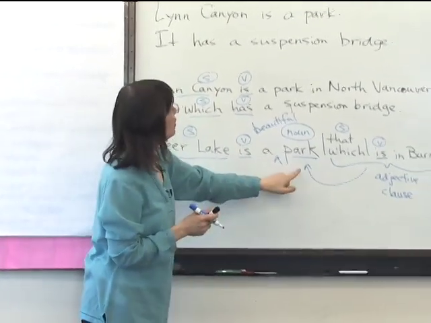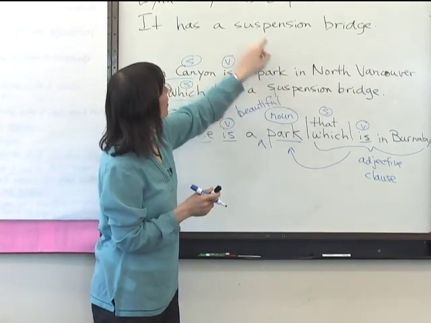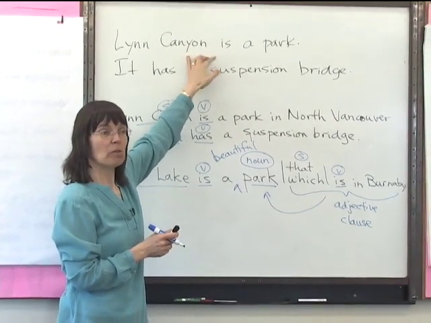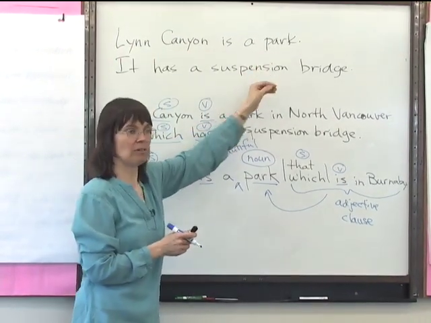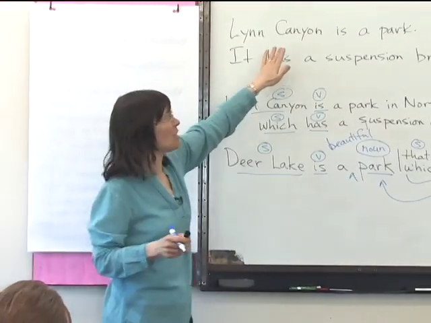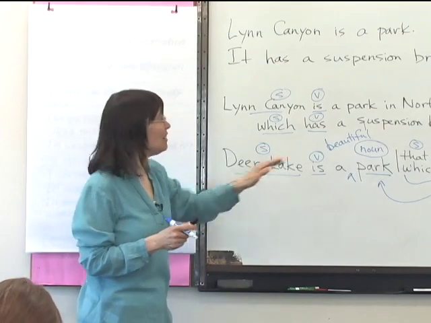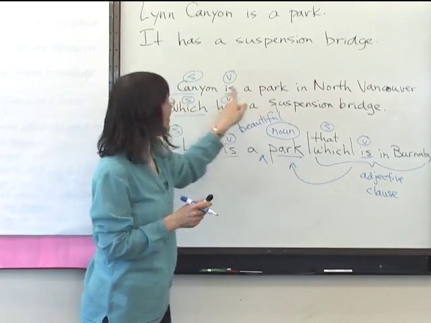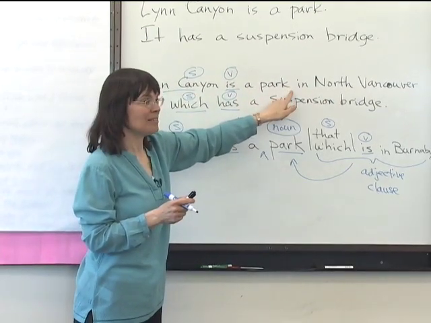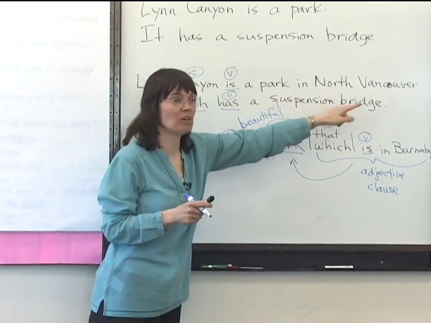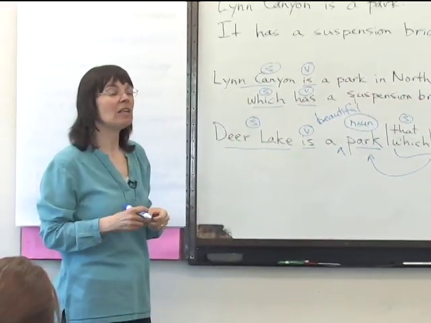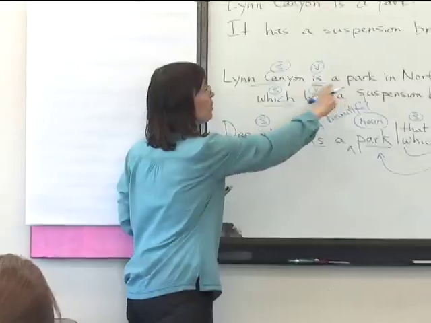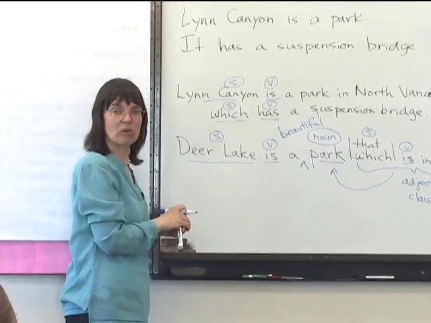But this clause and this clause also make a good sentence. Lynn Canyon is a park. Is that a good sentence? Yeah. So the part that is good by itself, it can be alone as a good sentence. Does it need this part to be a good sentence? Or is it okay alone? Lynn Canyon is a park. Is that a good sentence? Yes. Or Lynn Canyon is a park in North Vancouver. Yes, it's fine alone. So we call it independent. Independent. It can stand alone. So this part is also a clause. It's the main clause or independent clause.